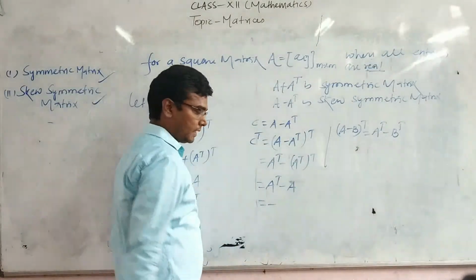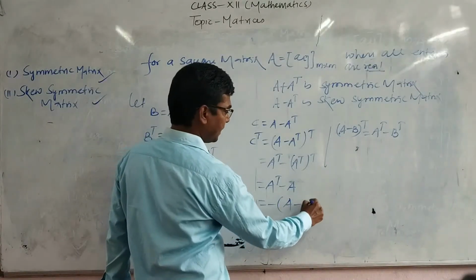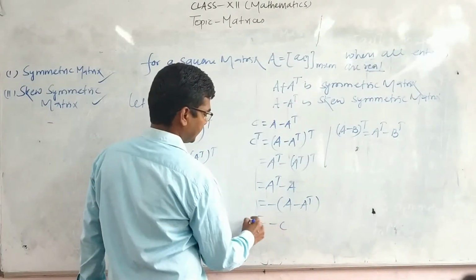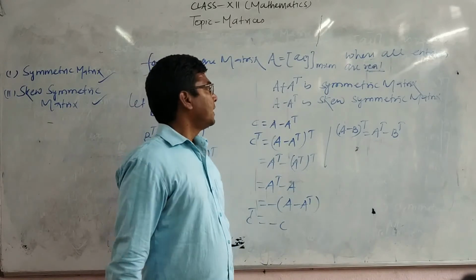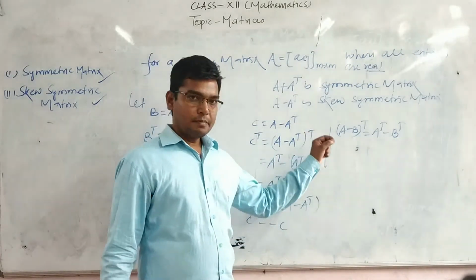By taking minus common, it will be minus of A minus transpose of the matrix. So again it will be the C matrix. So from here we can say that A minus A transpose will always be a skew symmetric matrix.